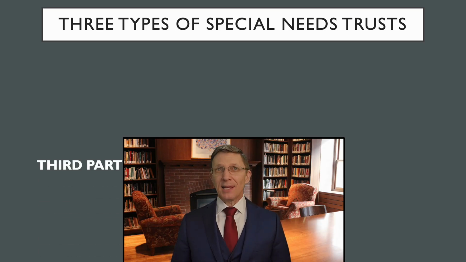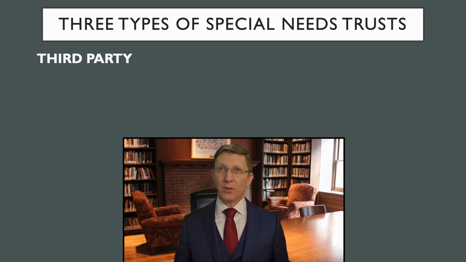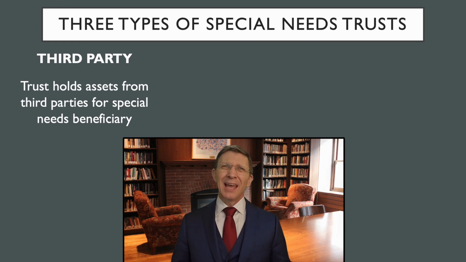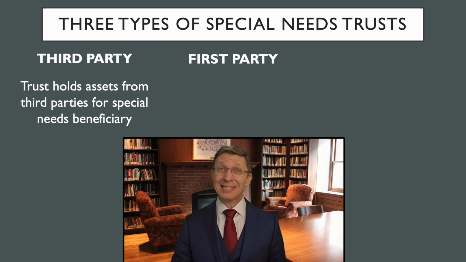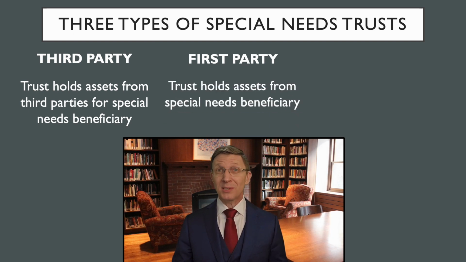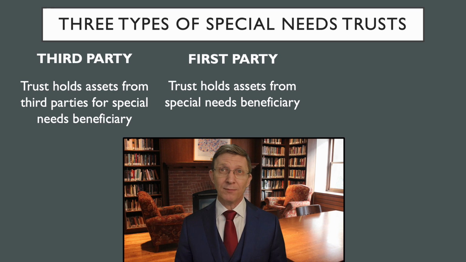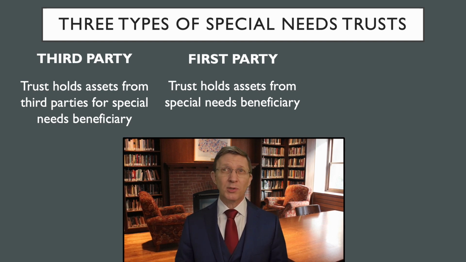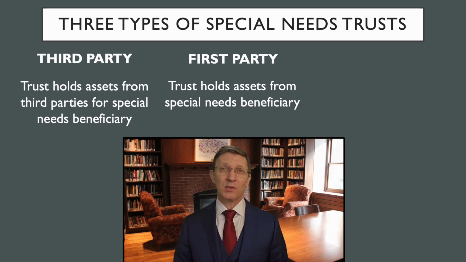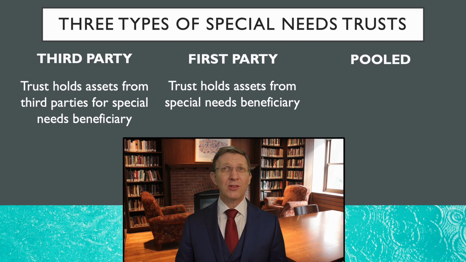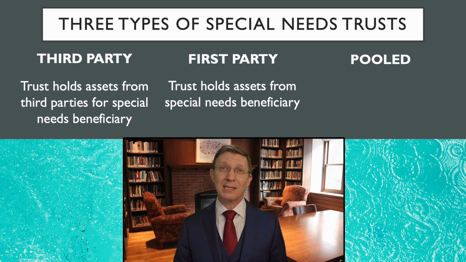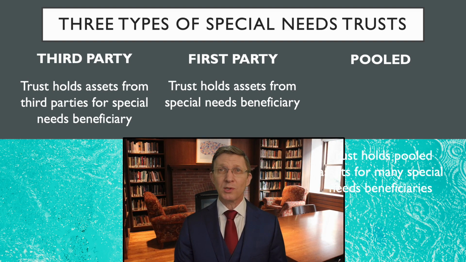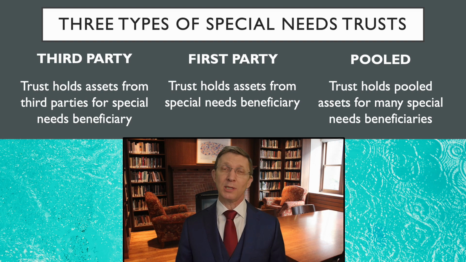A third party SNT forms when any party other than the person with special needs contributes assets for that person's benefit. A first party SNT forms when the person with special needs receives assets and establishes a trust for himself or herself to avoid losing public benefits. The same special needs person both funds the trust and benefits from it. Pooled trusts provide third parties or persons with special needs an opportunity to establish SNTs by pooling their resources with assets held for many special needs beneficiaries.